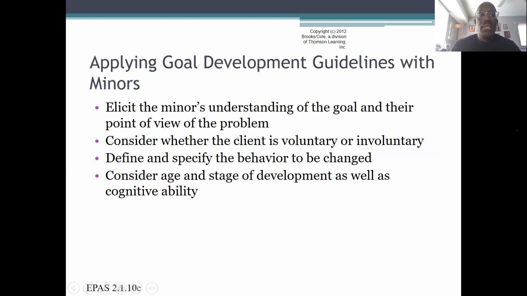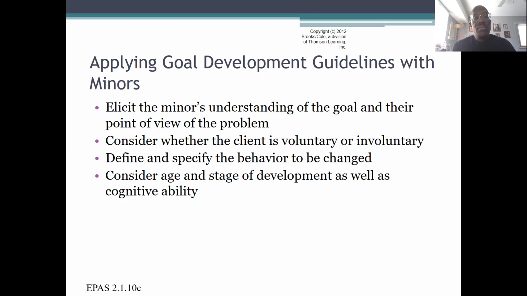Also, understanding the guidelines as they relate to working with minors. We need to look at people who are teenagers and younger to get an understanding of what their view of the problem actually is. We need to take into consideration whether they're volunteers, coming on their own because they see a need, or whether they've been commanded by law enforcement or some other entity to make sure the behavior is different.